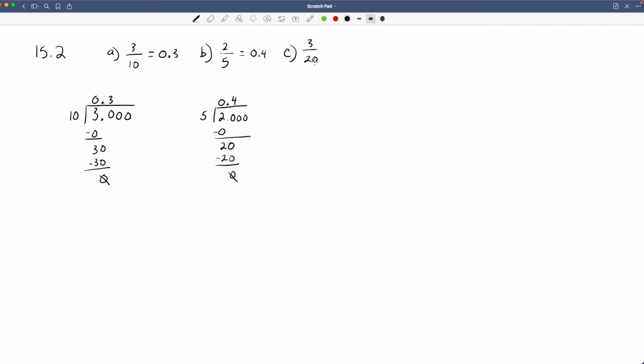So let's try C. We're going to divide 3 by 20. I'm going to put in some zeros, put my decimal in the right place. 20 goes into 3 0 times.